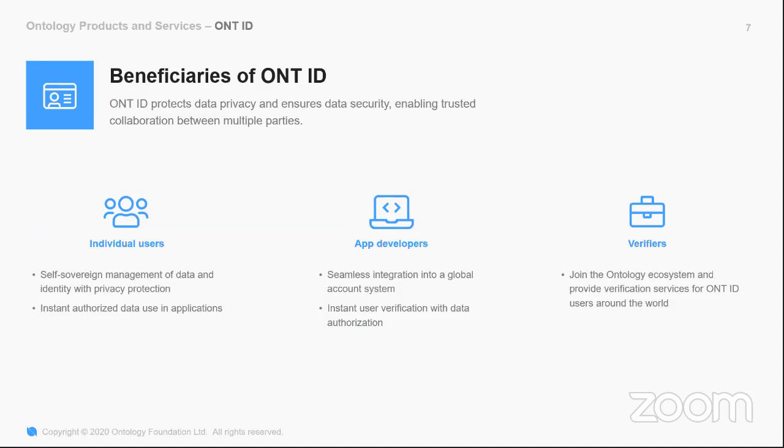Also, whenever you join the ontology ecosystem, anybody can provide verification services for Ont Id users, and also provide certain kinds of claims and credentials on everything they need. Because whenever we are talking about trust, we just trust our friends because they trust something or somebody.